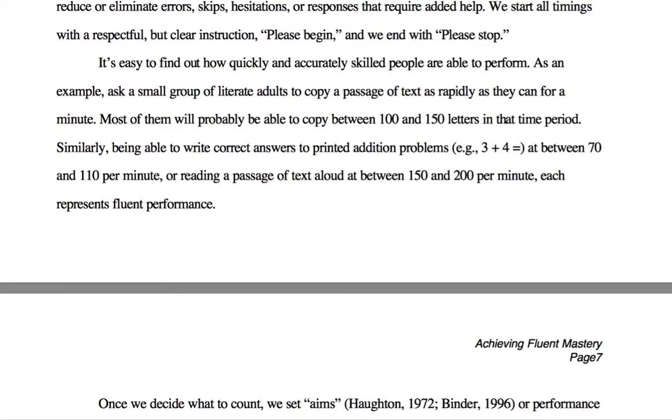It's easy to find out how quickly and accurately skilled people are able to perform. As an example, ask a small group of literate adults to copy a passage of text as rapidly as they can for a minute. Most of them will probably be able to copy between 100 and 150 letters in that time period. Similarly, being able to write correct answers to printed problems like 3 plus 4 at between 70 and 110 per minute, or reading a passage of text aloud at between 150 and 200.